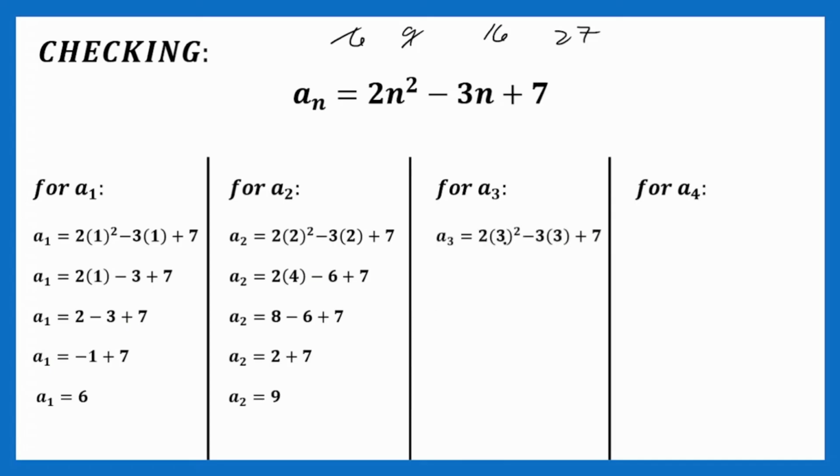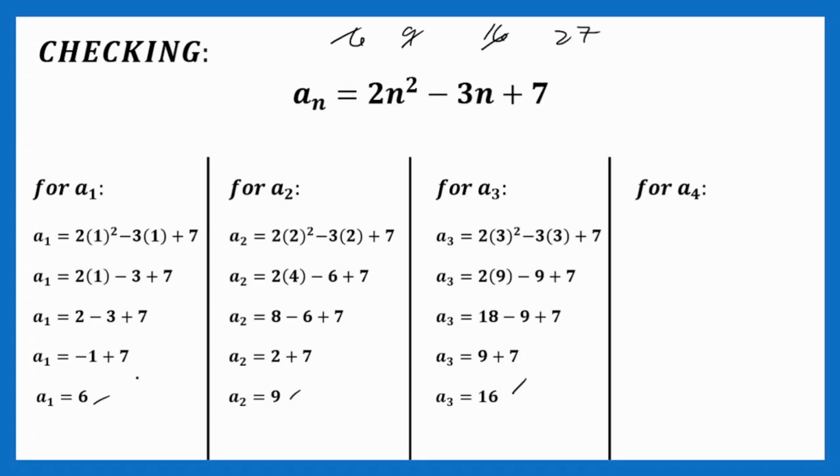Next, a sub 3. 3 squared is 9. Negative 3 times 3 is negative 9. So, ang mangyari dito ay 2 times 9 muna. Alright? Negative 9 plus 7. 2 times 9 is 18. Bring down, bring down. 18 minus 9, left to right tayo. The answer would be 9. Plus 7 is 16. Alright. So, check. Lumabas yung 16.